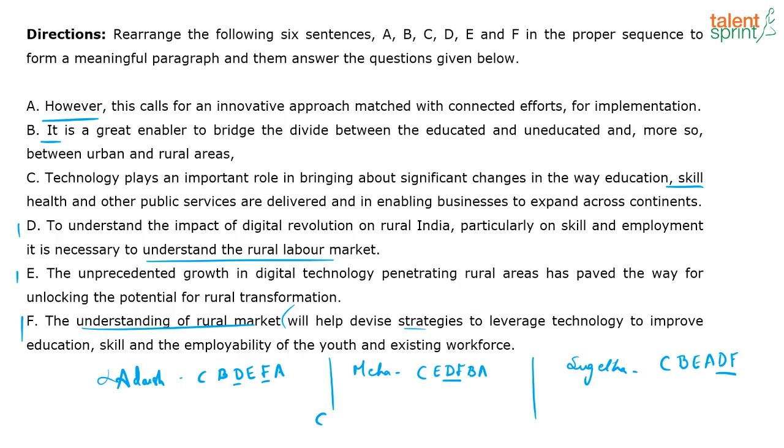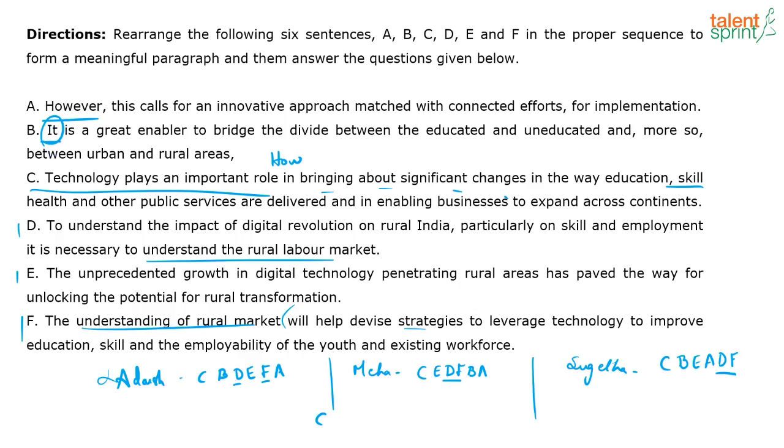Technology plays an important role in bringing about significant changes in the way, and so on. So I can ask a generic question: how does technology play an important role? Yes, it is playing an important role, but how is it playing an important role? Can you think of an answer? Which sentence is answering that question? It can't be D, it can't be E, it can't be F. And it definitely can't be A because it's starting with a contrast clue word, which means it has to be B. It refers to technology.